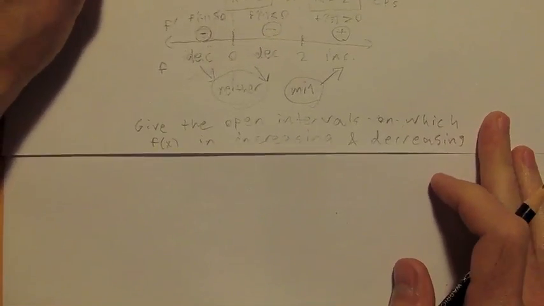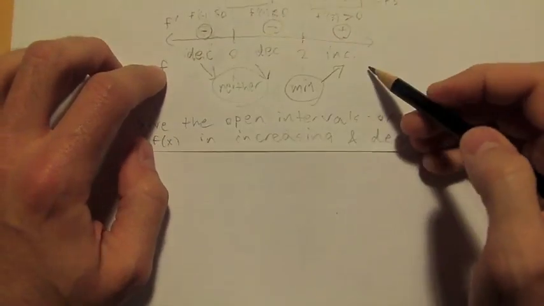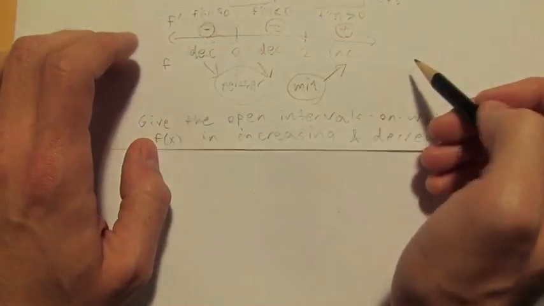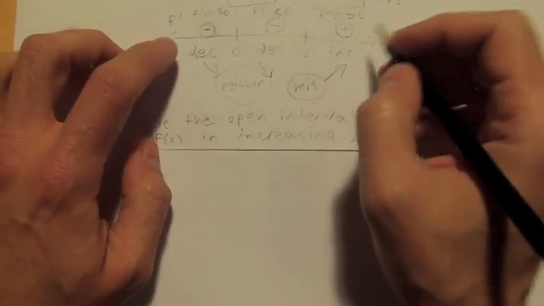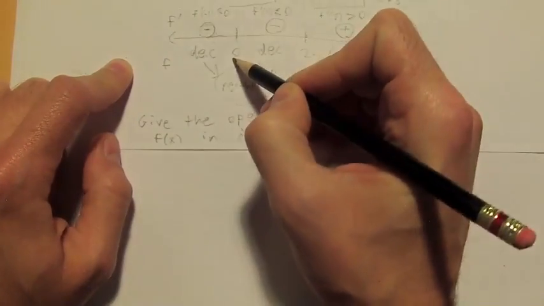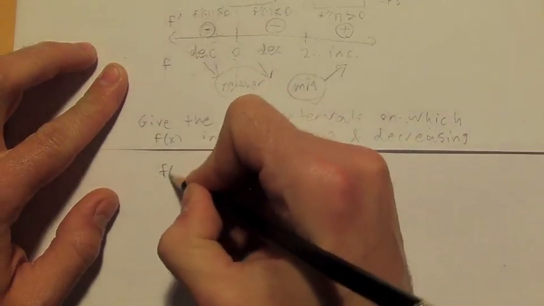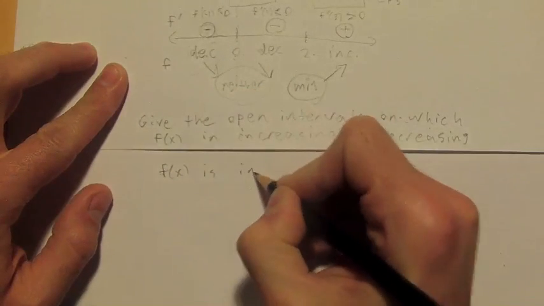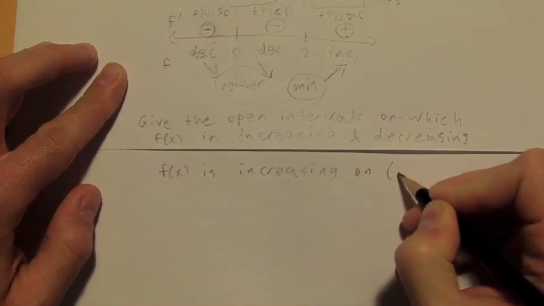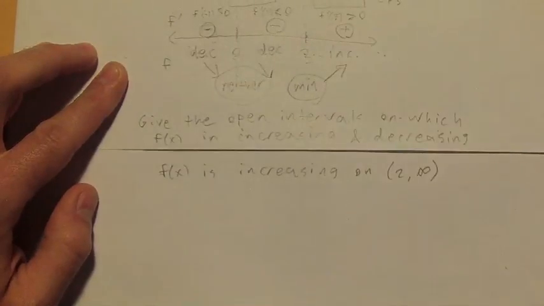When you do it this way with a number line, the way I like to do it, you already have it, right? I have my interval split up into 3 subintervals. I have 2 to infinity, I have 0 to 2, and I have negative infinity to 0. So that means I could say that f of x is increasing on 2 to infinity, right? That's where f is increasing.